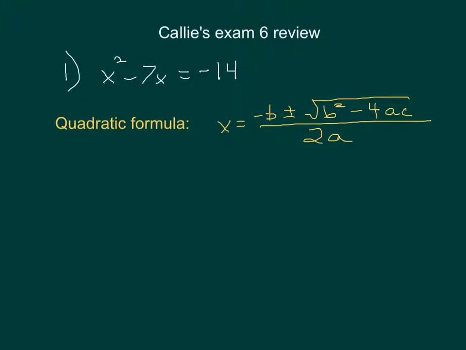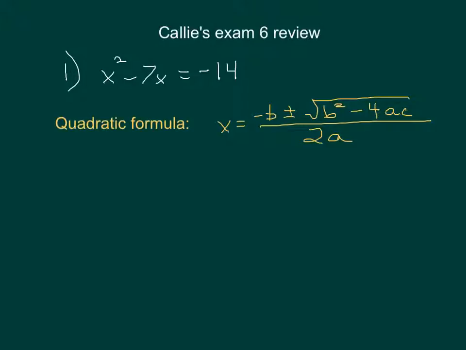Hi, Callie. Here is the first kind of problem that you missed on the exam. You have the equation x squared minus 7x equals negative 14, and you're to use the quadratic formula. In the quadratic formula, you need to know what a, b, and c are. They're the coefficients of the terms in your original equation that you're given.